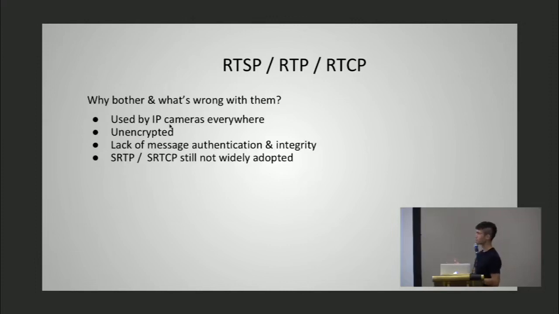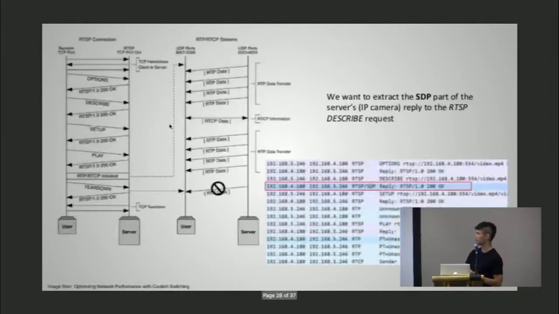The main problem with all of those, and they are still used by all IP cameras out there, is that they are unencrypted, they don't have any integrity checking or message authentication, and the more secure alternatives, SRTP and SRTCP, we have actually not seen deployed anywhere. Although there are standards, some of the IP cameras don't even support them, or the management software might not support them. But basically, we haven't seen them anywhere.